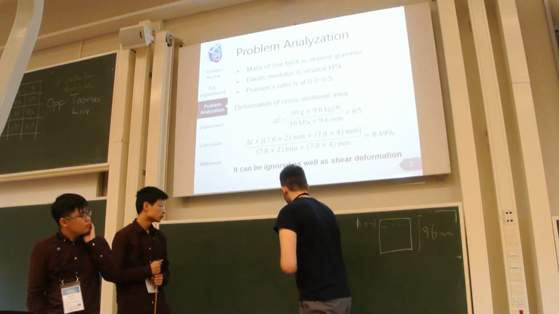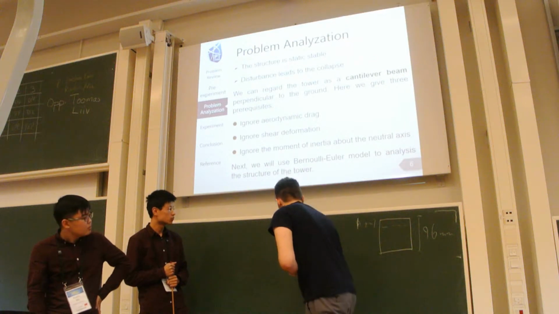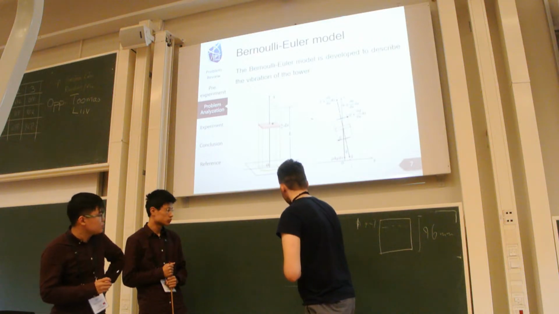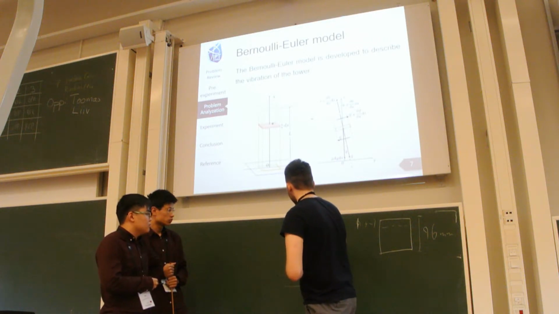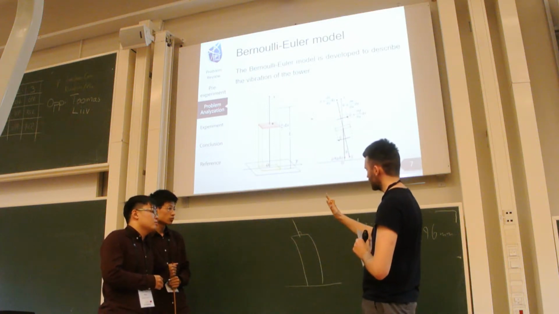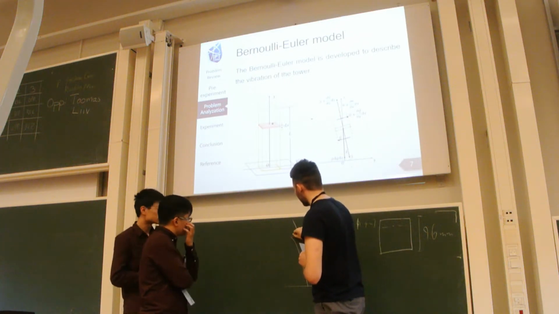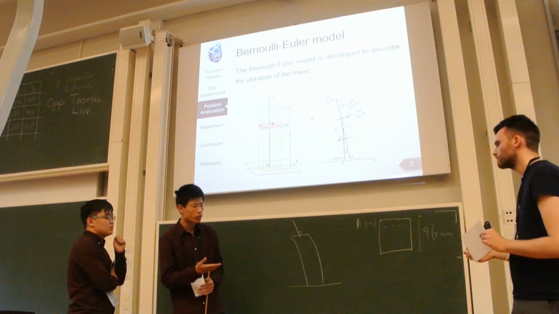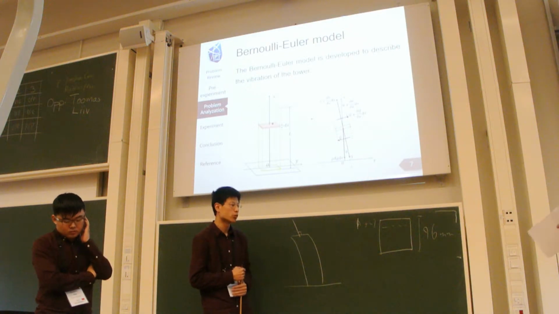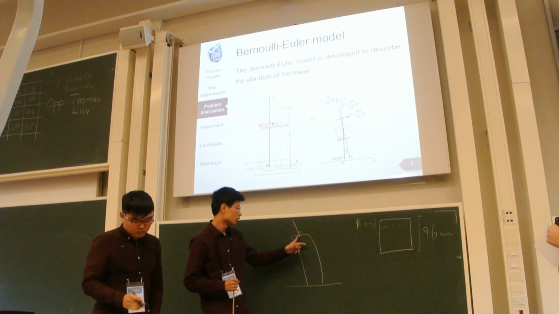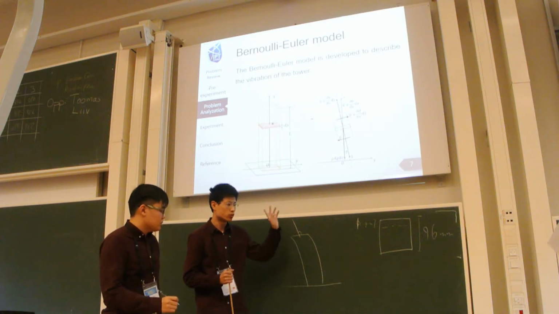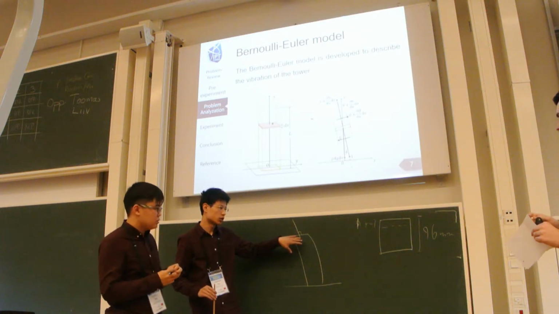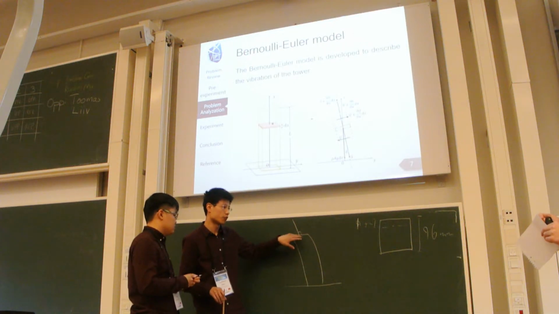My argument was based on that if you have a beam and it's bent, for shear deformation we have some kind of symmetry axis here. If we don't have any shear deformation, this angle is 90 degrees. But when I did the experiments, I saw that this angle is not 90 degrees, that it's actually maybe less or larger than that. I agree with you, but because it's too small, we ignore it and we consider the tower as bent. We developed the Bernoulli-Euler model to describe the bending of the tower.